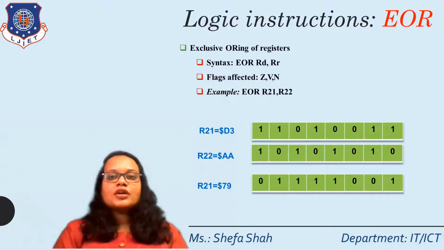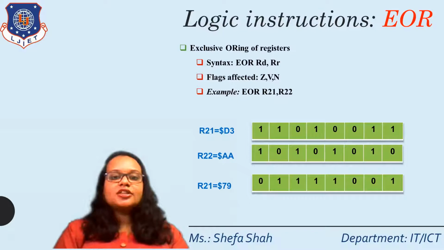Now the exclusive OR means the XOR operation. What does the XOR operation mean? If both are ones or both are zeros, the result is zero. If only one of the data is 1, then the result will be 1. The syntax is EOR Rd, Rr. And the flags affected will be Z, V, and N. So EOR R21 and R22.